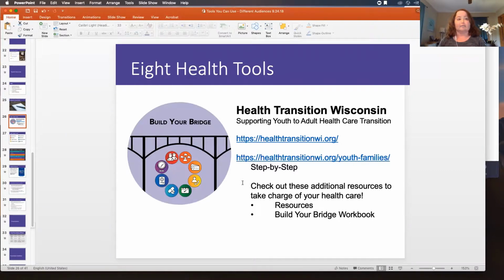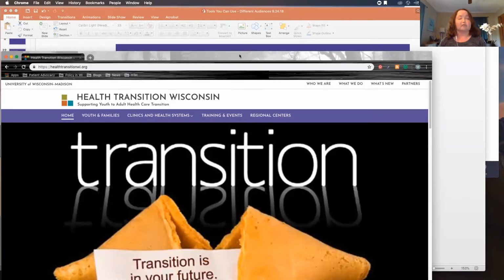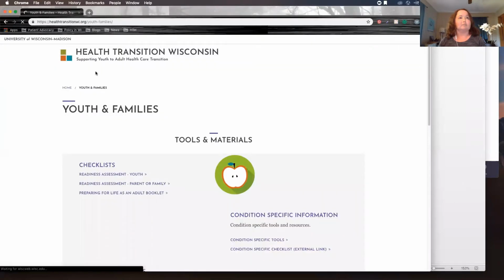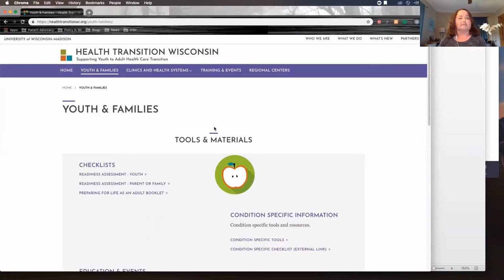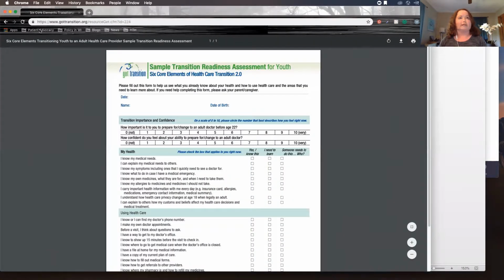And you find that by, let's see if I can actually just bring up the website. I keep talking about the website and I'm not showing it to you. Here it is, the website. So you can find this information under the Youth and Families tab. And when you go under the Youth and Families tab, you'll notice here's the Youth Readiness Assessment Checklist. And when you click on that, it should pop open. All right, there we go, for youth. And there's a similar one for parents as well.